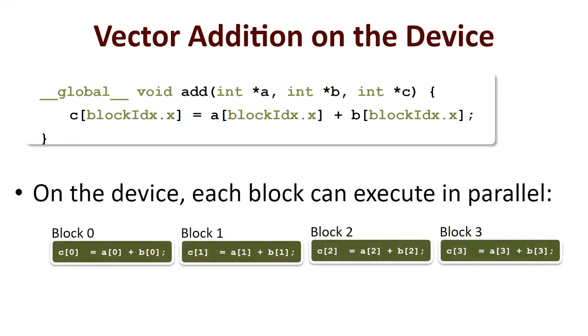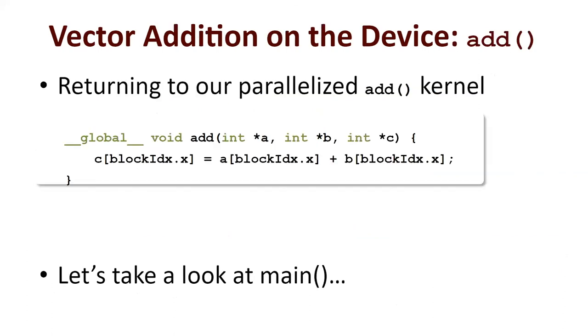Okay, so this might be a very simple diagram to show you how that works. You have multiple blocks, four blocks. Each block here is probably just one core, and each one is taking care of its own corresponding element. And this is a vector.